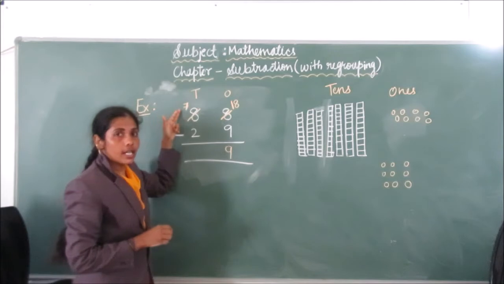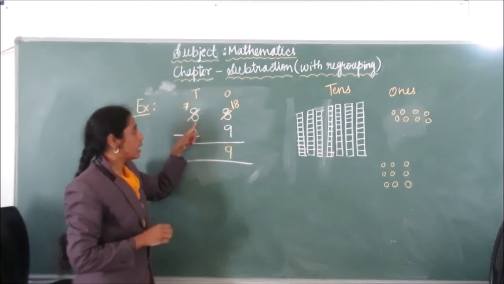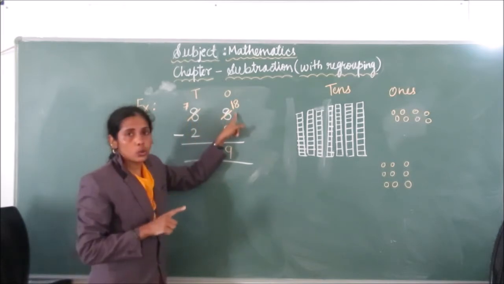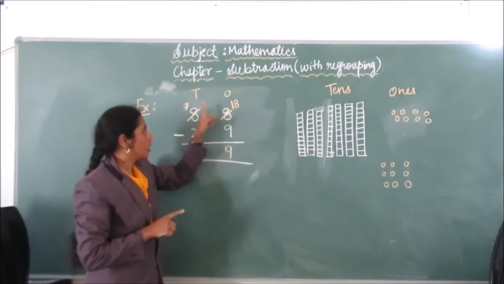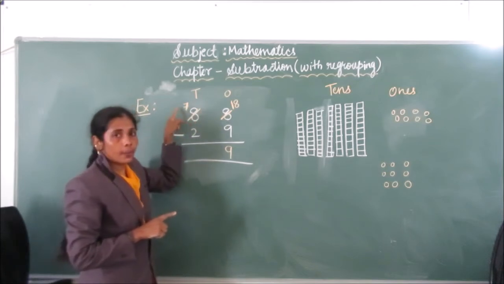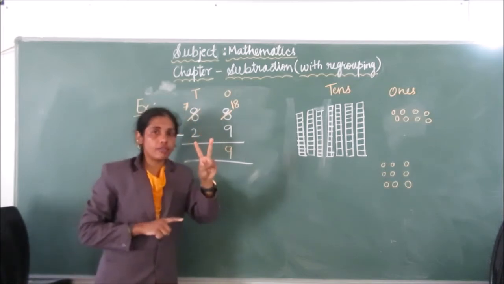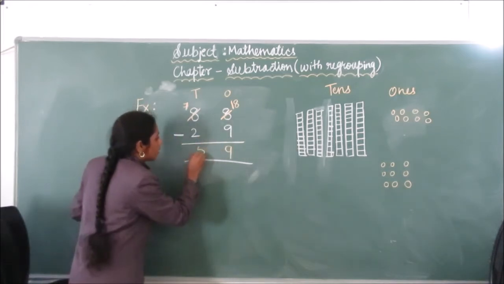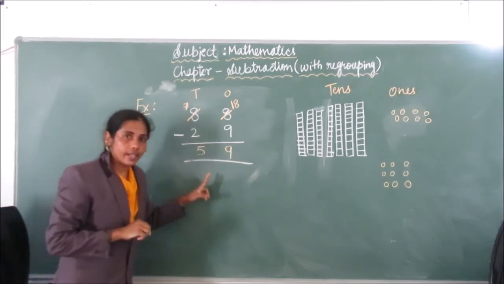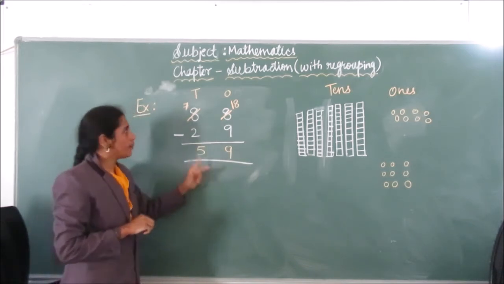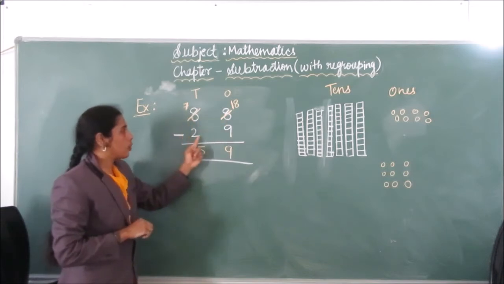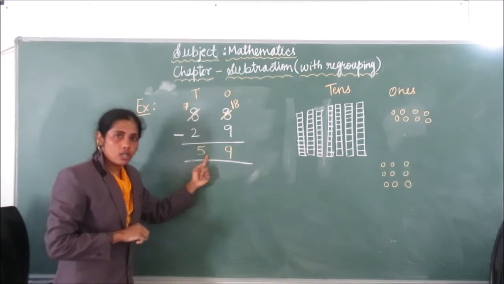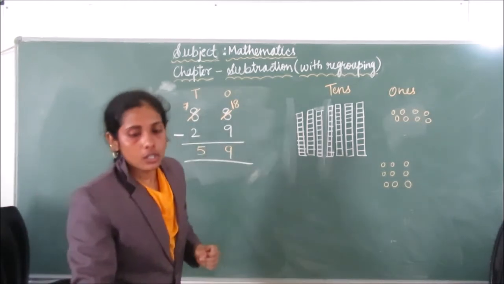Which is the bigger number? 7 is the bigger number. How? The 8 tens, in that 8 tens, 1 ten already went to the place of ones. Now the 8 will become 7. 7 in the mind, 2 on the fingers. 7, before that 6, 5. What is the answer? 5 is the answer. Now you got the difference. 59 is your answer. Now 88 minus 29, the difference is 59. Understood? Like this you have to solve.